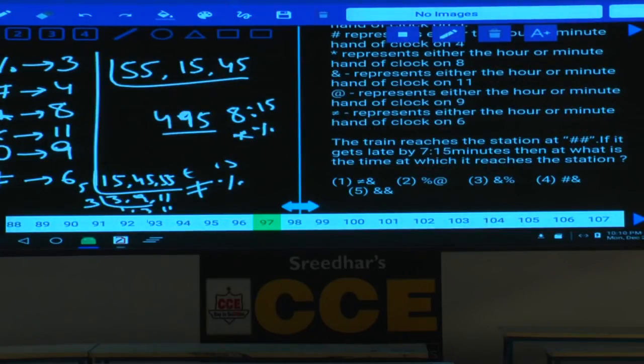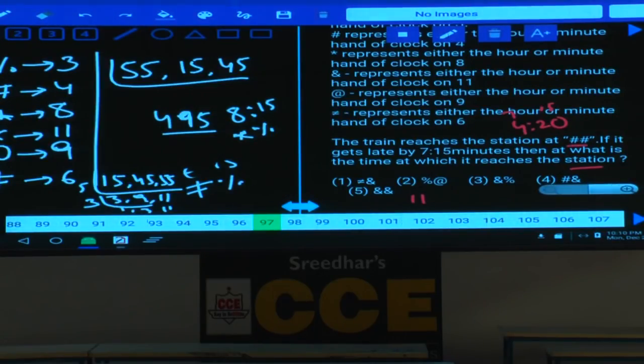Now in this question number 97, the train reaches the station at hash and hash. Hash and hash means 4 and 4. 4 and 4 means 420. The train reached the station at 4:20. If it gets late by 7:15 minutes, then at what time does it reach the station? If it will be late by 7 hours 15 minutes, now add 7 hours 15 minutes to this one. 7 plus 4 is 11 and 20 plus 15, 20 plus 15 is so much? 30.